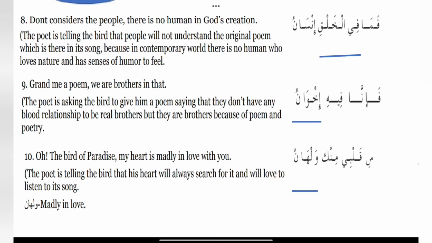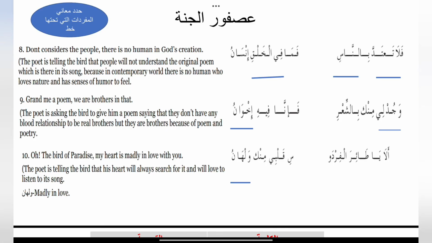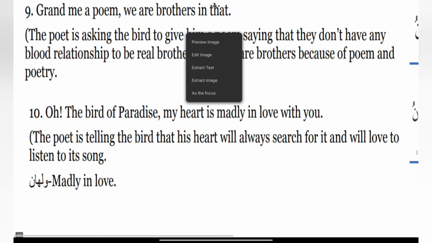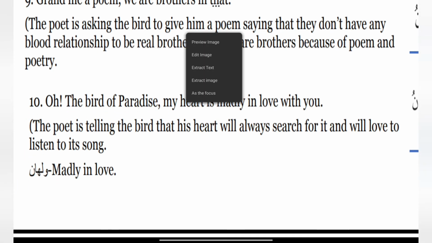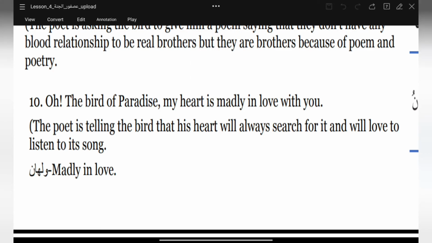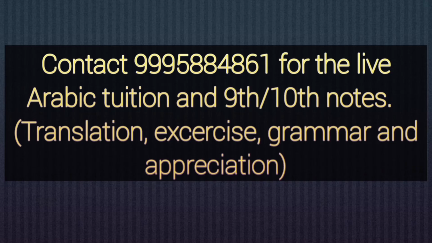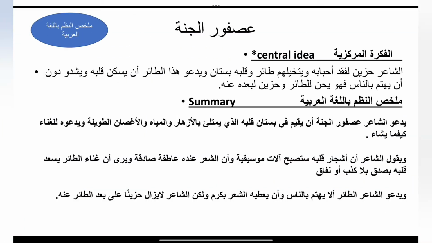And the last explanation: oh, the bird of paradise, my heart is madly in love with you. The poet is telling the bird that his heart will always search for it and will love to listen to its song. Here, the central idea is given. This is also very important. They will ask it for 3 marks.